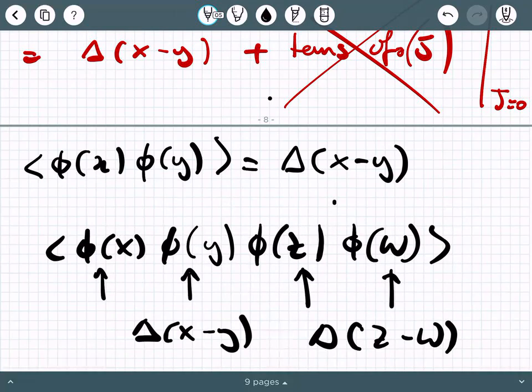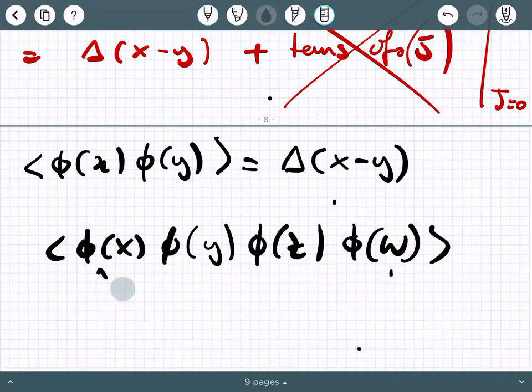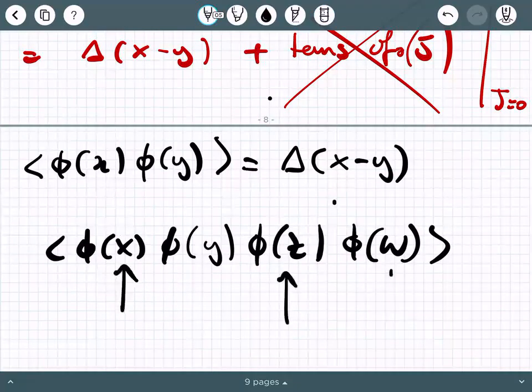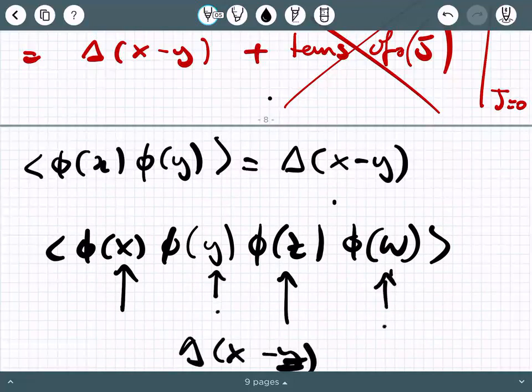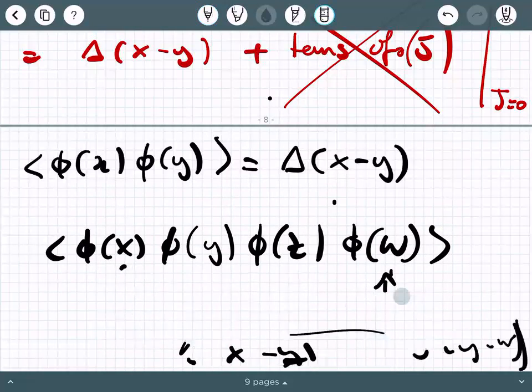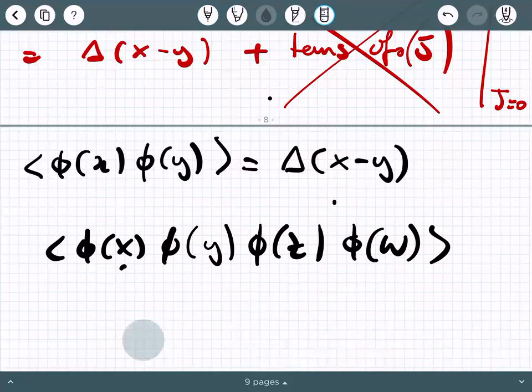But of course, I can do all possible combinations. I can also have a term in which I act with the first derivative on the exponent and with the derivative with respect to x on the corresponding prefactor, and I will get the term delta x minus z. And I can act with the first derivative on the exponent and the second on the prefactor, leading to delta of y minus w. So the act of having 2 derivatives, one acting on the exponent and the other on the corresponding prefactor, is called a Wick contraction.